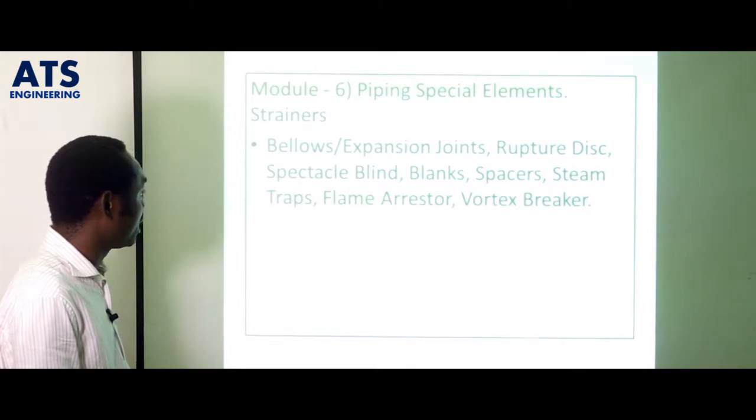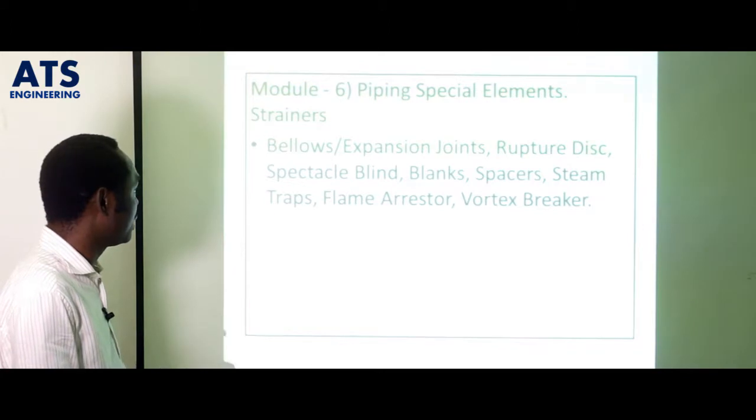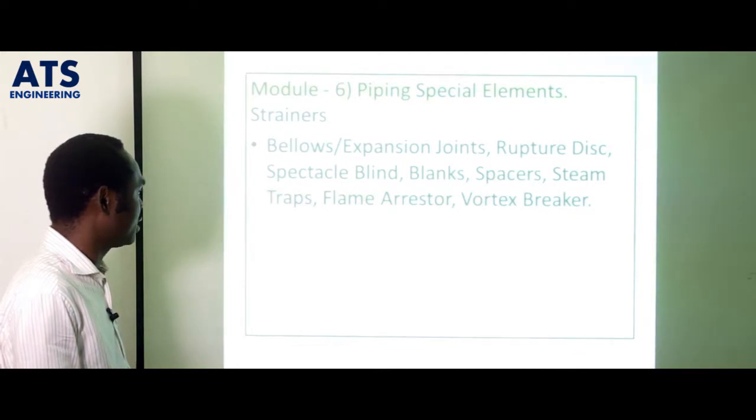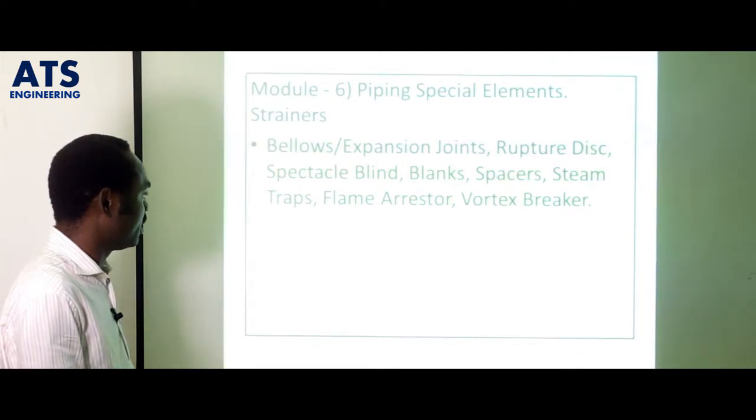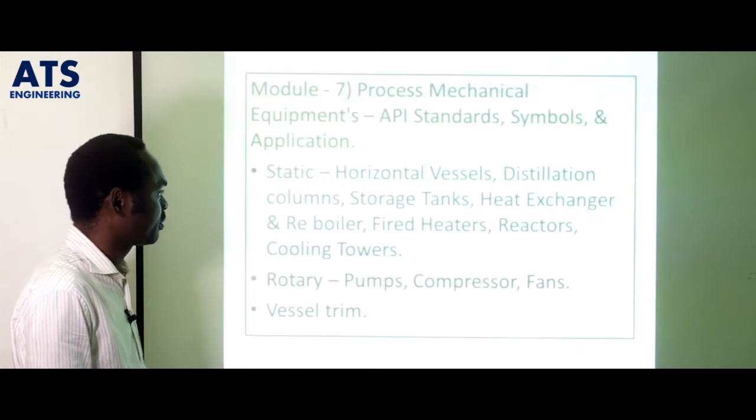Module 6 talks about specialty items or elements in piping systems such as strainer, bellows, expansion joint, rupture discs, spectacle blind, spacers, steam traps, flame arrestor, and vortex breakers.